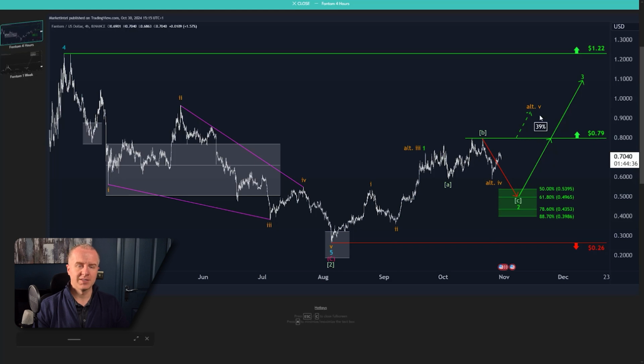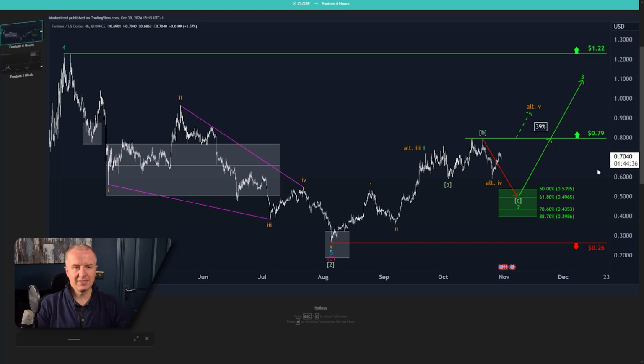And if we form these 5 waves to the upside, then we can consider that another wave 1, just of a larger degree, 1, 2, 3, 4, 5. And then this would be a wave 1, and we can then expect a wave 2 afterwards. So either we go a little bit lower now, hold the green support area and go higher then, or we go a little higher first and then see the pullback. But in both cases at the moment, we are bullish about the Fantom chart.